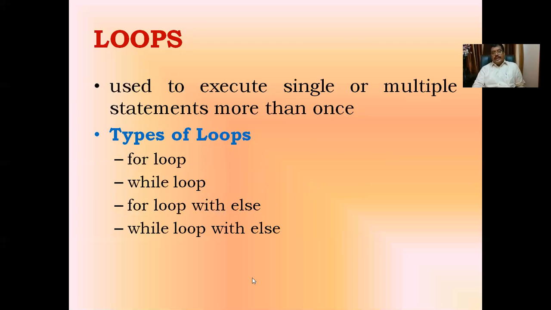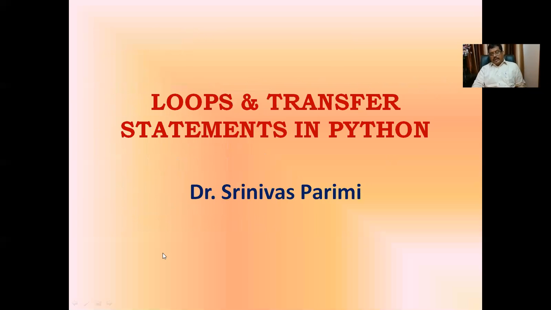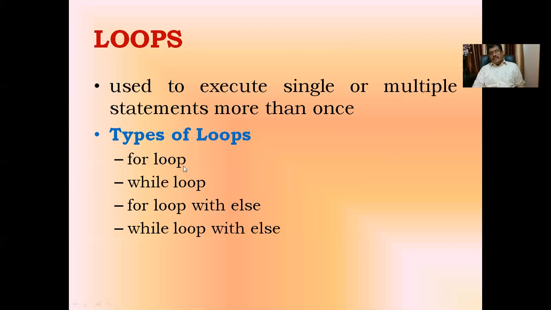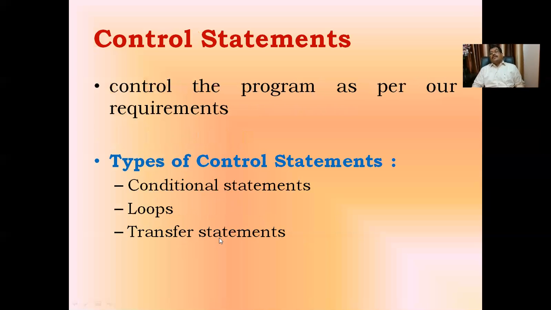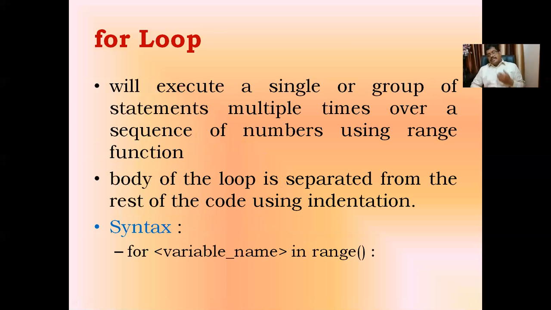First one will be the for loop, second one will be the while loop, the third one will be the for loop with else, and the fourth one will be the while loop with else. The last two loops, for loop with else as well as while loop with else, are not supported in other languages like C. Okay, here one by one we'll see now.